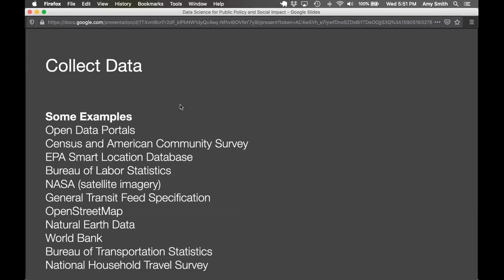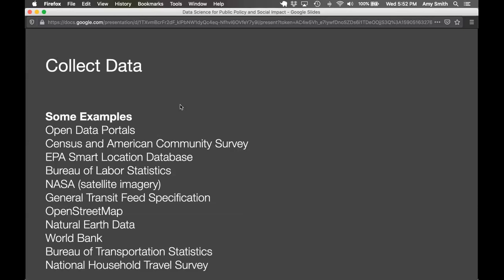So once you've figured out your question, the next step is, where do I find the data? And you know, there are so many data sources out there. Sometimes it's hard to keep track of them all. These are a few that I've used frequently in my work. And you may know of many of these already, and you probably know of a lot others that aren't on this list, but I figured it couldn't hurt to share these.